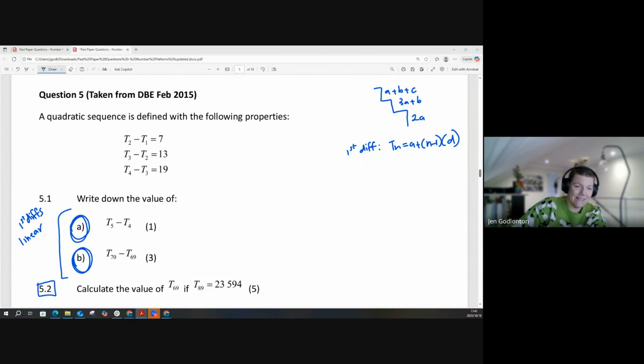Yep, I like that. T5 minus T4 is going to be 25. What we see here each time is that we are adding 6. Remember, it's a linear pattern because it's my first differences. So T5 minus T4 is going to be 25 because I'm going to add 6 again. 1 mark for that.